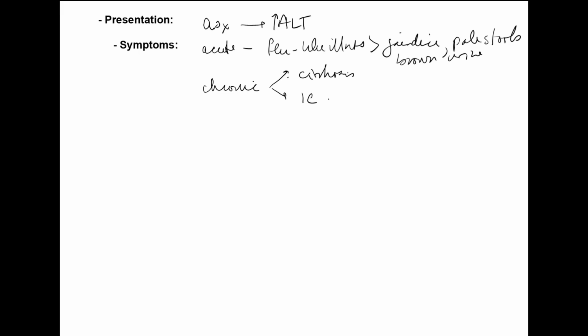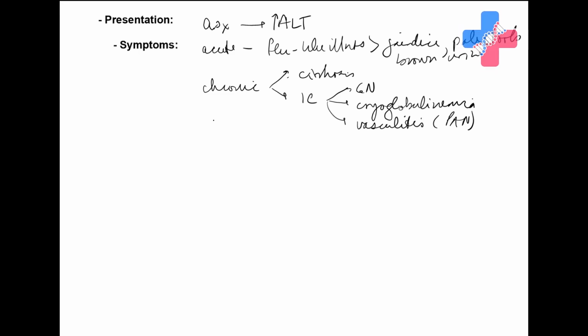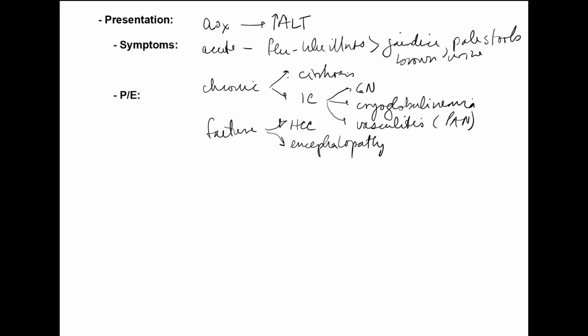Immune complex diseases include glomerulonephritis with nephritic syndrome, cryoglobulinemia, and vasculitides such as polyarteritis nodosa. It can also present as liver failure, either by the cancer, which would be a hepatocellular carcinoma, or by the spectrum of chronic renal failure, in which the clinical hallmark is an encephalopathy. So the physical exam really depends on which of the clinical presentations your patient has.